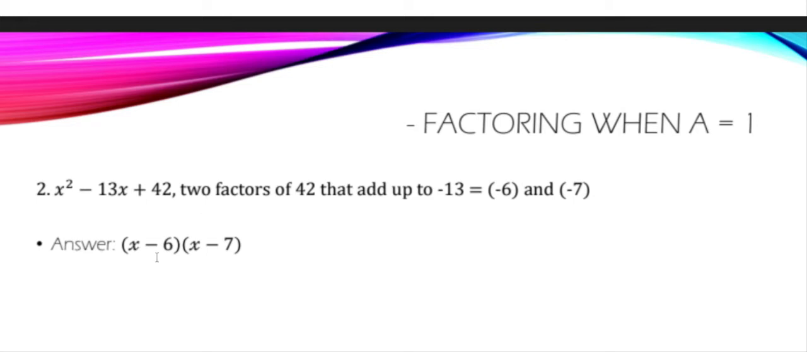And for making sure that our answer is valid, we can always do FOIL and multiply out these binomials. So we get x squared minus 6x minus 7x and plus 42. And when simplifying, we get the original result.